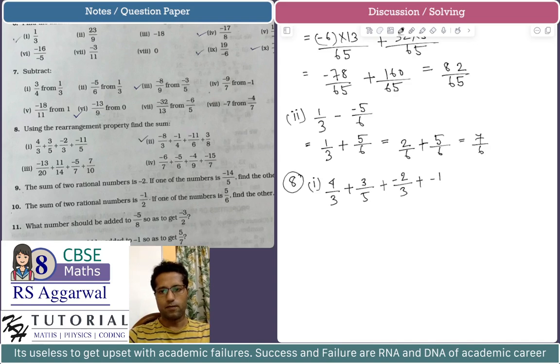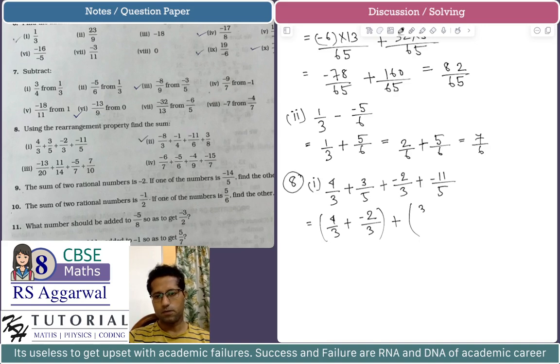This we have to find. Now identify all the rational numbers. First of all, identify all the rational numbers which are the same. We can see 3 by 5 and minus 11 by 5 have the same denominator, 5. So this is simple. Whenever you can see rational numbers with the same denominator, group them. I will group all the rational numbers with the same denominator. So it will be like this. I have collected the rational numbers which have the same denominators in a separate group.